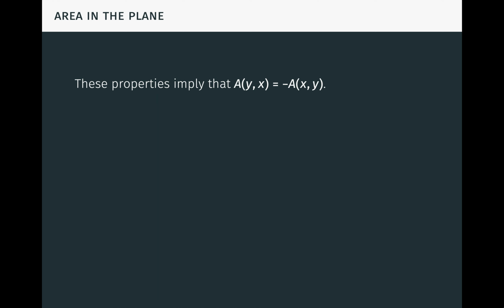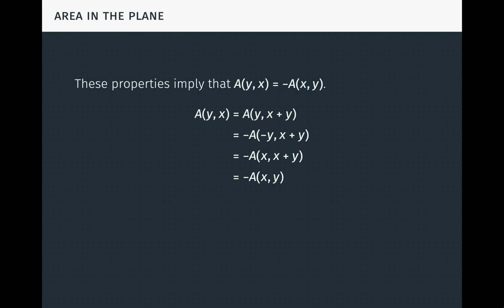To see this, first observe that these properties imply that A(y,x) equals minus A(x,y). Indeed, we have A(y,x) equals A(y, x plus y) by the addition property, which equals minus A(minus y, x plus y) by the scalar multiplication property, which equals minus A(x, x plus y) by the addition property again, here adding x plus y to minus y to obtain x in the first slot, which equals minus A(x,y) by the addition property again.